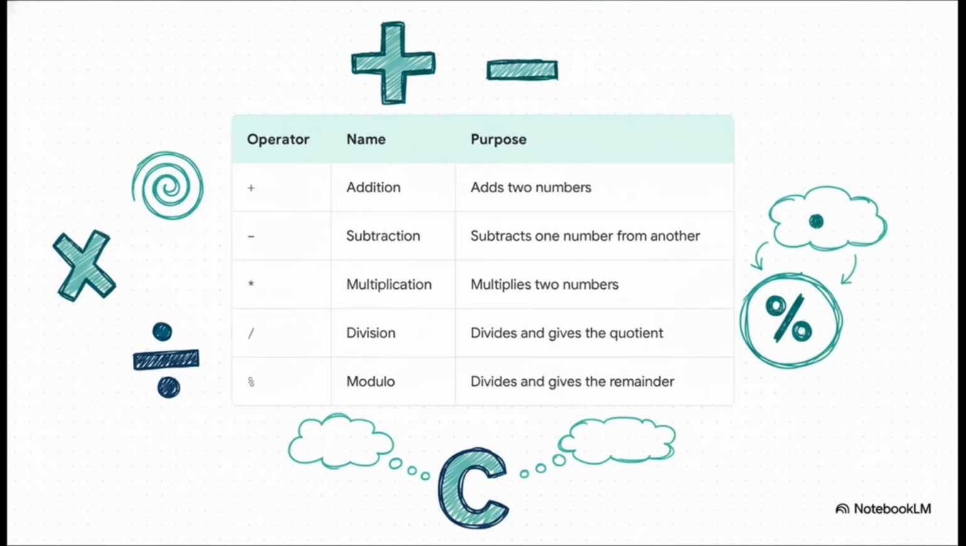Now, most of these are going to look super familiar. You've got plus, minus, multiply, and divide. And they do exactly what you'd expect. The one that might be new to you is that little percent sign. It's called modulo, and it's actually a really handy tool that just gives you the remainder of a division. So, for example, if you do 10 divided by 3, you get 3 with a remainder of 1, right? Well, modulo just gives you that 1.